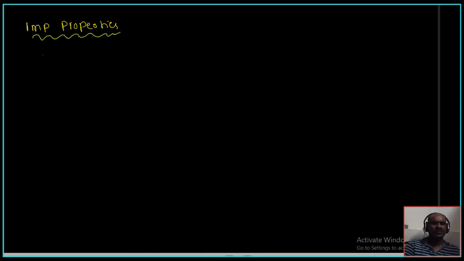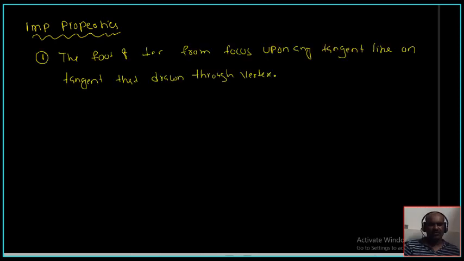Important properties, first one. Yeah, students, this is the first important property. The foot of the perpendicular from the focus upon any tangent lies on the tangent drawn through the vertex.